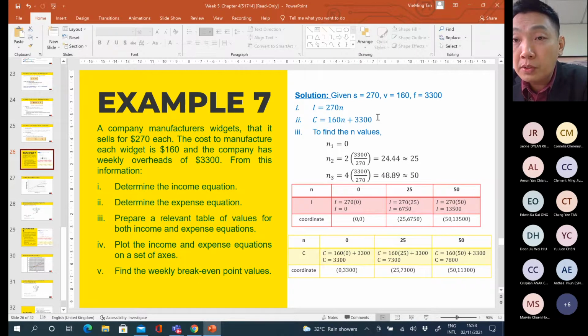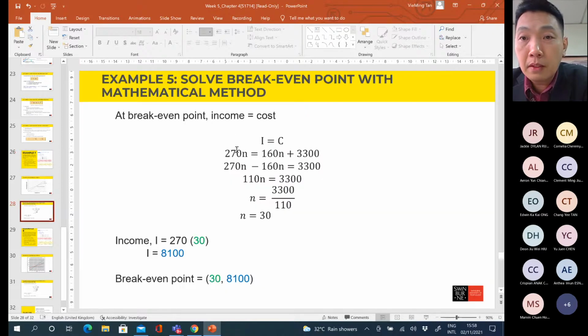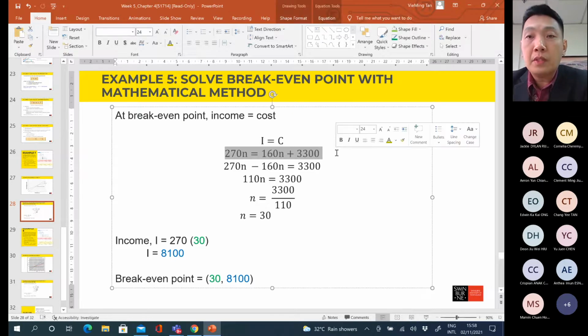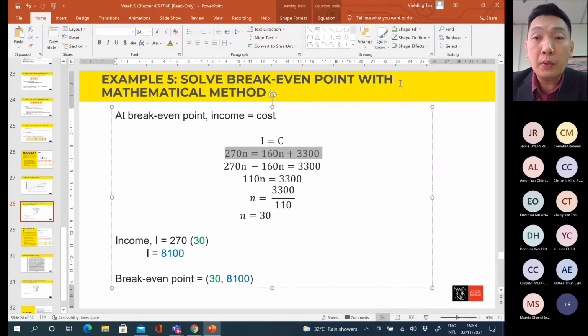So we substitute this equation into here. Next, we need to get the n value, right? In order to get the n value, we need to group all the n variables in one island, and then the numbers in another island on the right hand side. So we can move 160n to the left, becomes minus. So you'll get 110n. Then we move 110 to the right hand side, becomes divide. So the n is equal to 30.